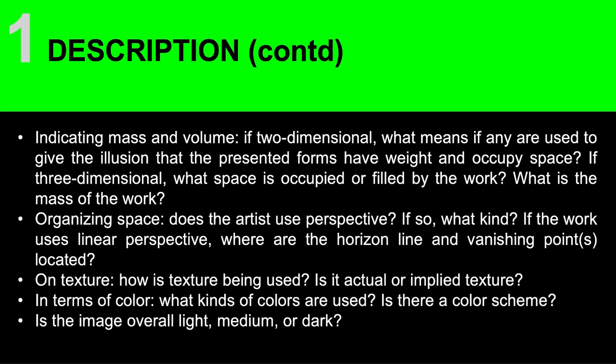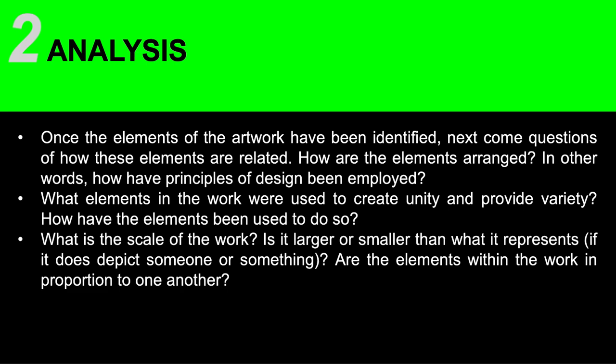So that's description. Analysis. Once the elements of art have been identified, next comes questions of how these elements relate to each other. So how are they arranged? How are the principles of design employed? What elements in the work are used to create unity and provide variety? How have the elements been used to do so? What is the scale? Is it large scale? And so on and so forth. Are there proportions? Is it disproportionate?